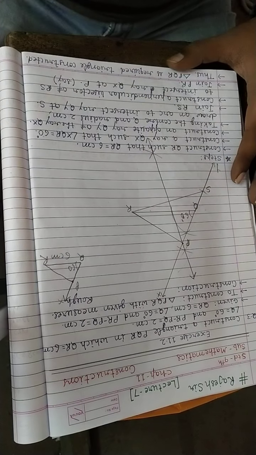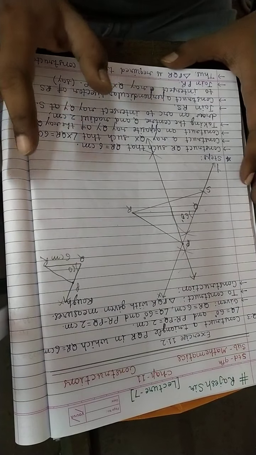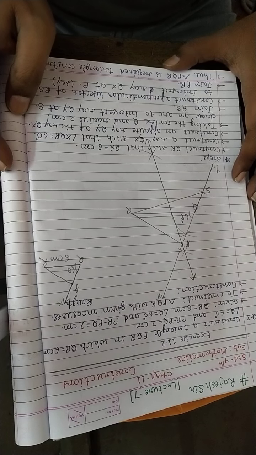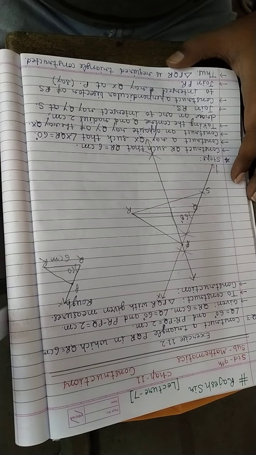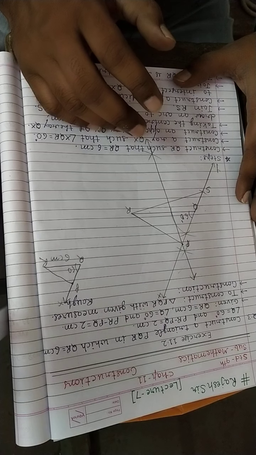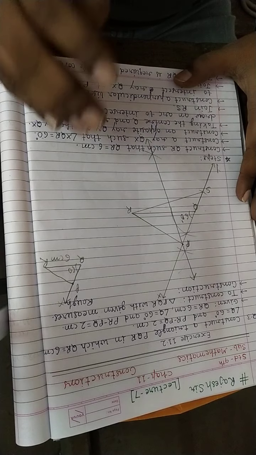You are suggested to draw this construction 2-3 times to be confident about it, and prepare this question number 3 of exercise 11.2. This is also a very important question from the exam point of view. It is asked as a 4-mark question.